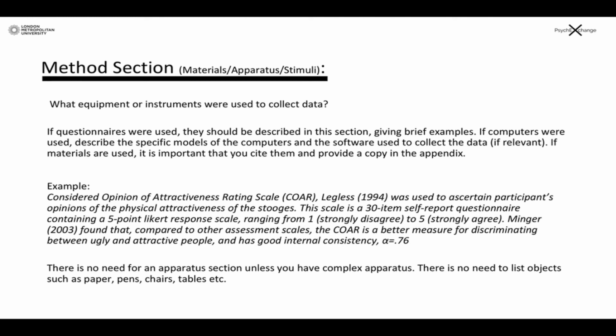Please note that if you are using the questionnaire, including the Cronbach alpha is essential. You may also want to include 1 or 2 examples of questions and also include a blank copy of the questionnaire within the appendix. There is no need for an apparatus section unless you have a really complex apparatus. There is no need to list objects such as paper, pencils, chairs, tables, that kind of thing. Only include things that have literally helped you collect data.